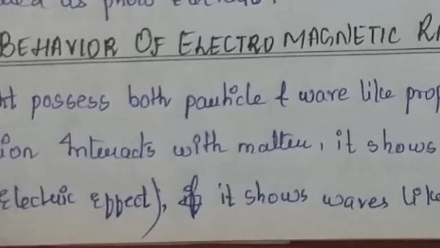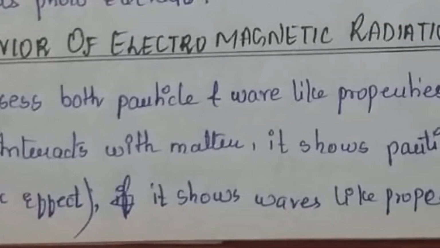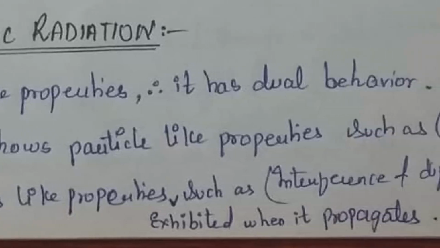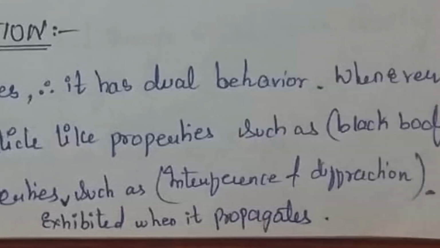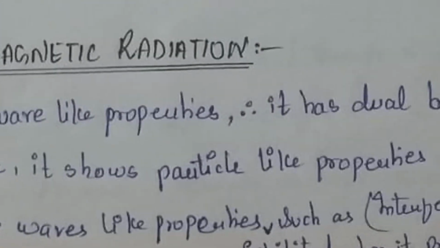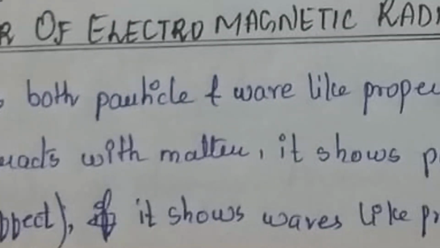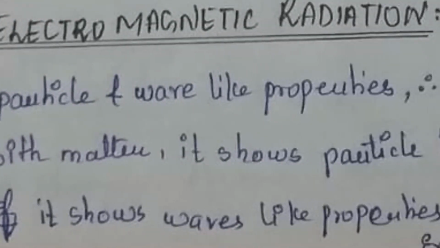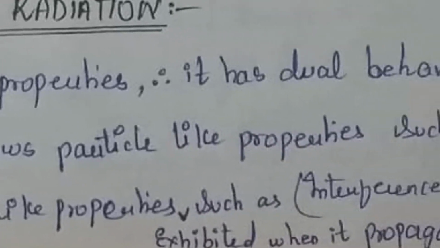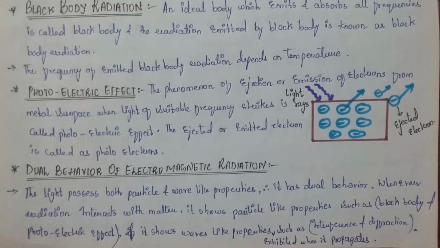Now, dual behavior of electromagnetic radiation, meaning light possesses both particle and wave-like properties. Therefore, it has dual behavior. Whenever radiation interacts with matter, it shows particle-like properties, that is black body radiation and the photoelectric effect. And when it propagates, it shows wave-like properties, that is interference and diffraction. As light has both particle and wave properties, it is known as dual behavior of electromagnetic radiation.